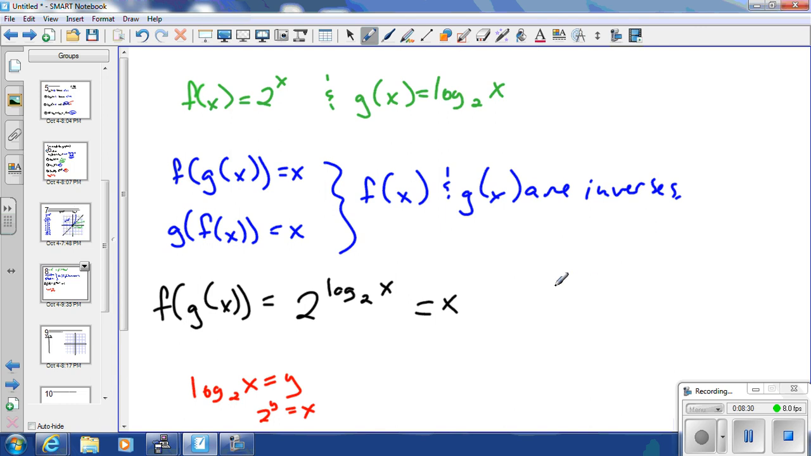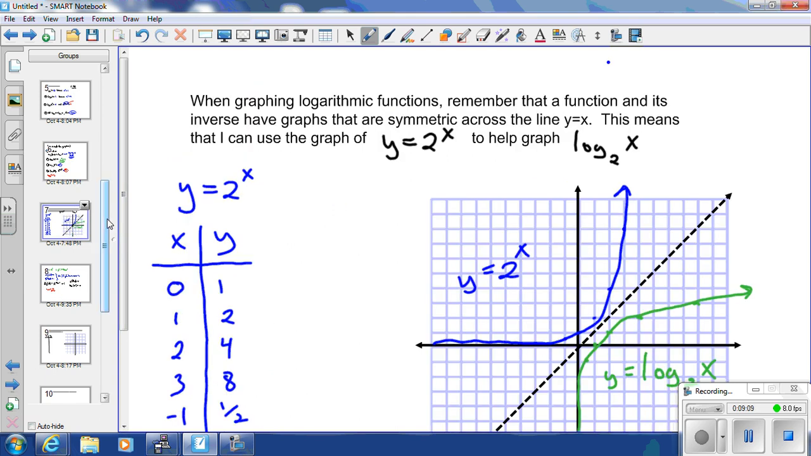Now the other one, I want to show that g of f of x also equals x. So that means I'm going to take log base 2 of, instead of putting x there, I'm going to put 2 to the x there. Well, of course this equals x because 2 to the x power equals 2 to the x power. So this proves to us that 2 to the x power and log base 2 of x are in fact inverses, and it reinforces what we did here.